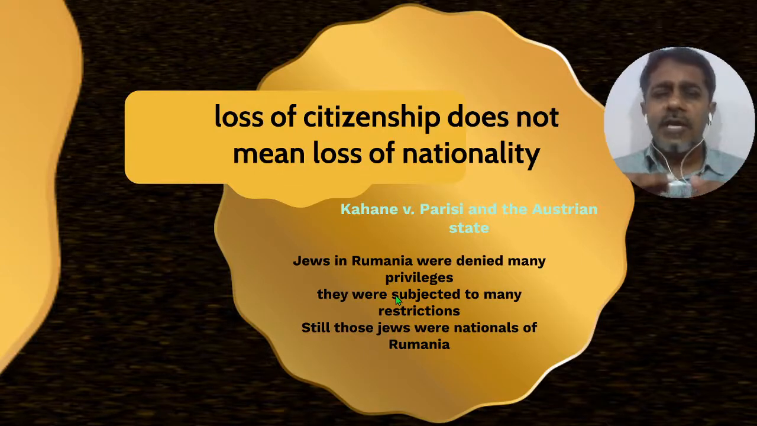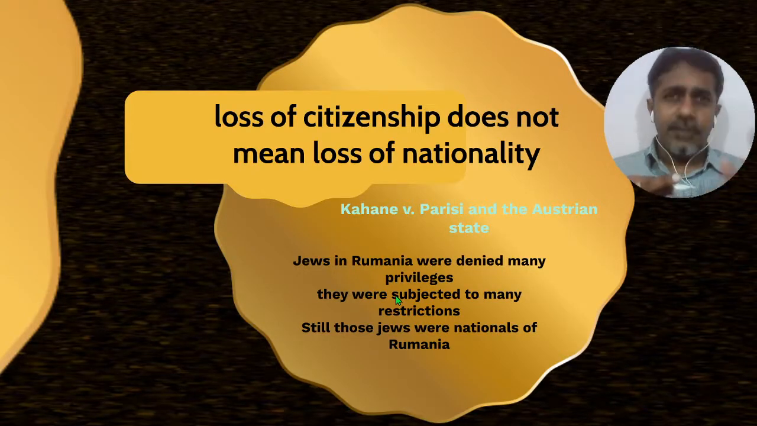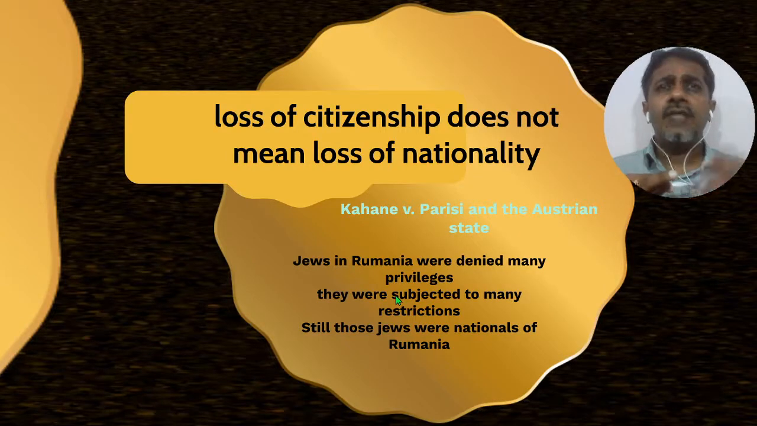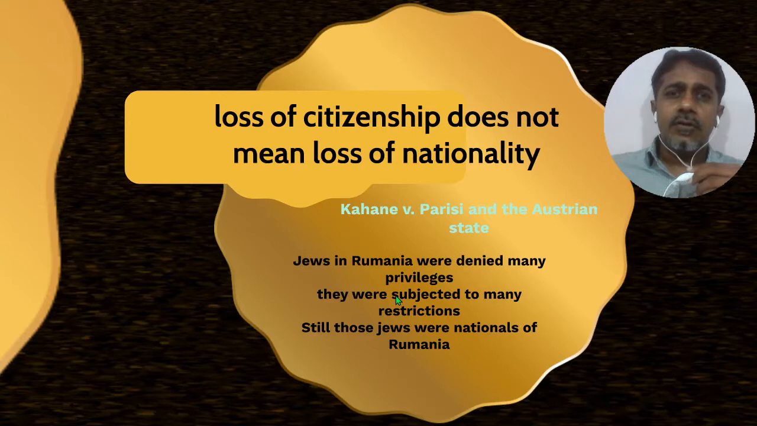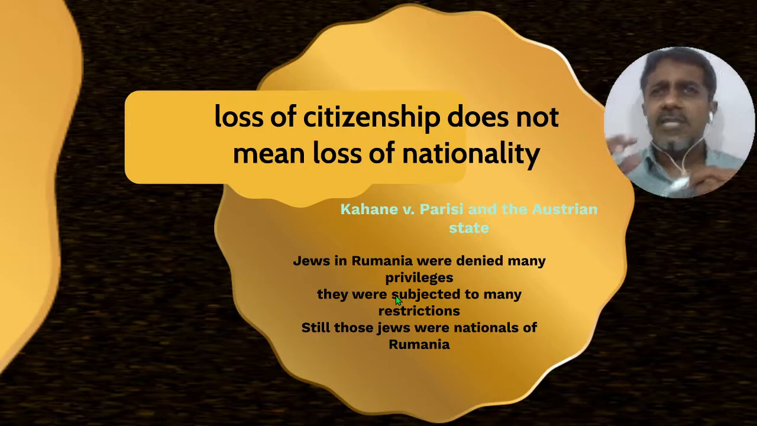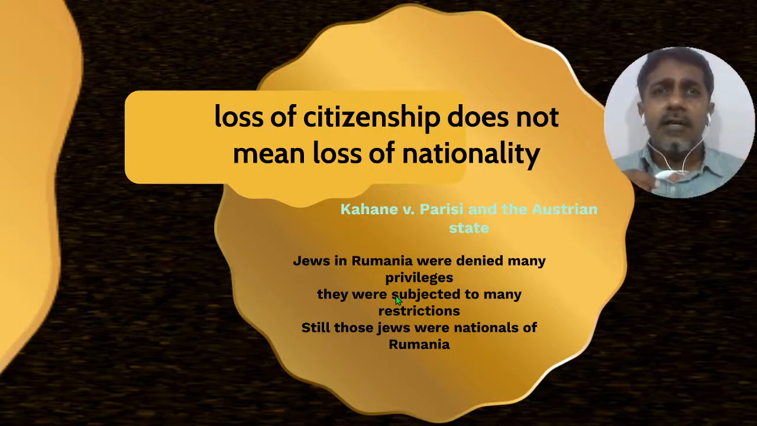They belonged to Romania, but they were denied many privileges which were otherwise available for other citizens of Romania. They were also subjected to many restrictions. They were not allowed to do whatever other citizens of Romania could have done. Severe restrictions were imposed about the work they could do or the activities in which these Jews could be involved. In spite of such a differentiation between Jews and the rest of the population in Romania, you cannot say that those Jews are not nationals of Romania.